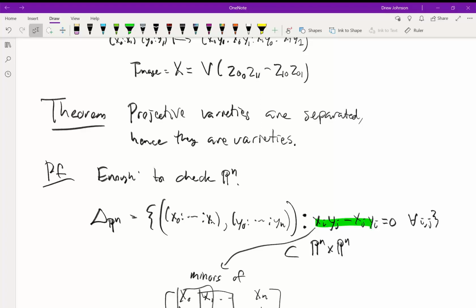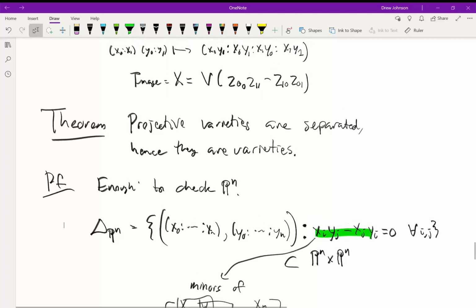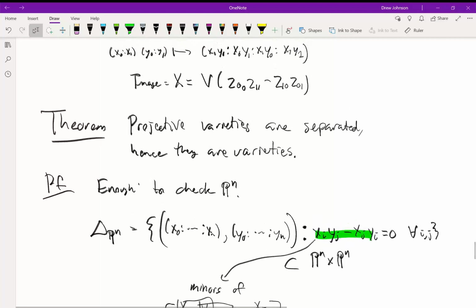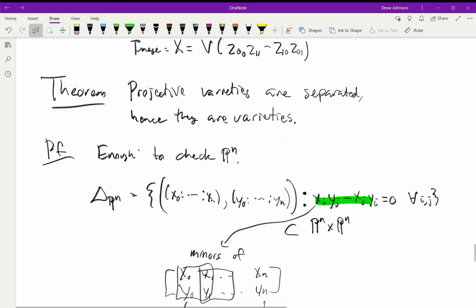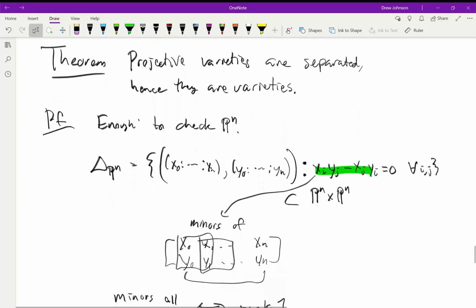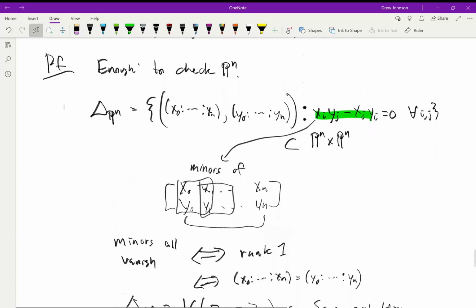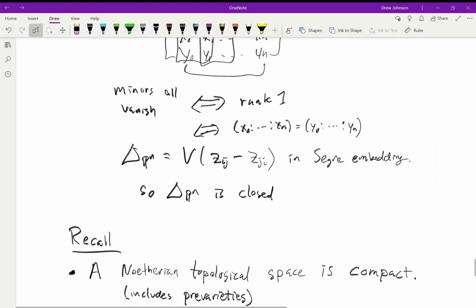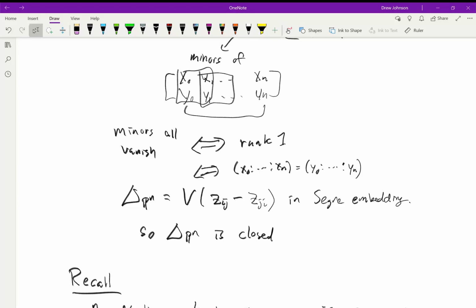Last time, the big result was this theorem here: projective varieties are separated, hence they are varieties. We did that by checking that the diagonal was closed. We used the Segre embedding. Okay, so the next big property about projective varieties is a sort of compactness.